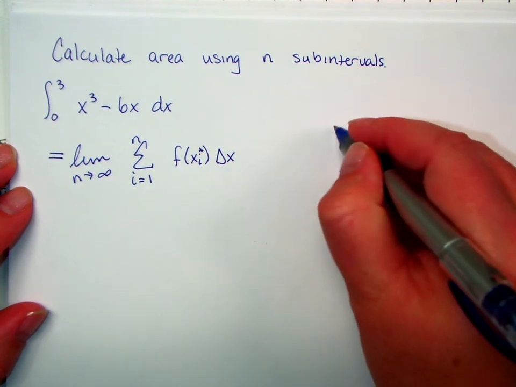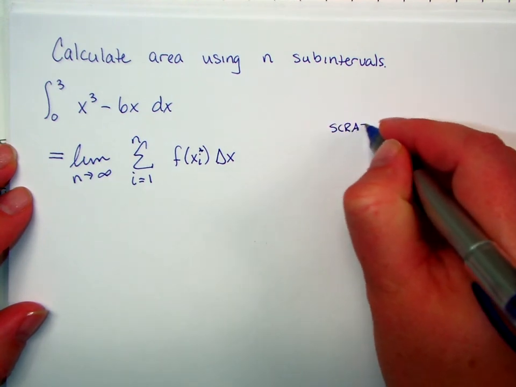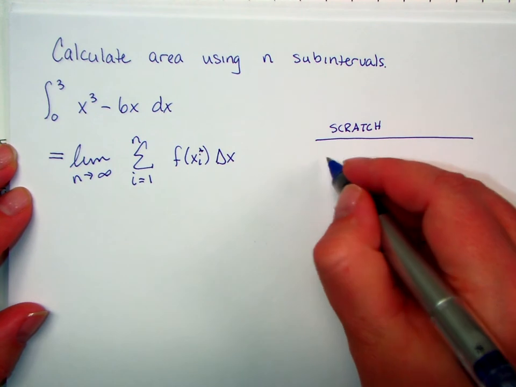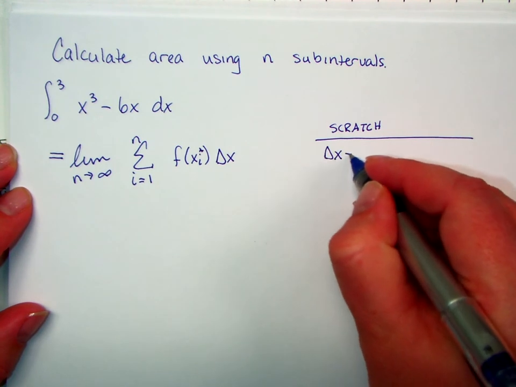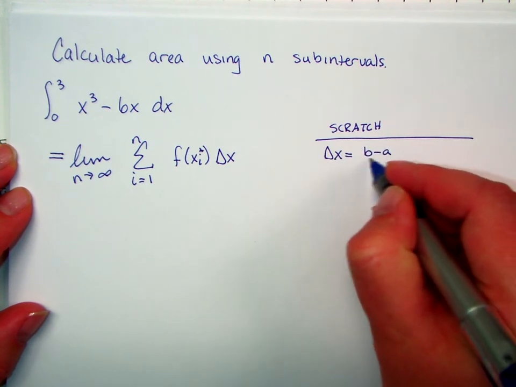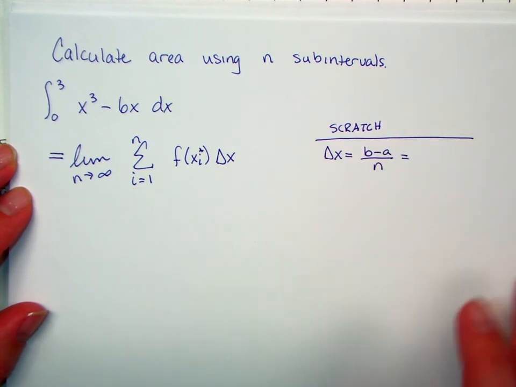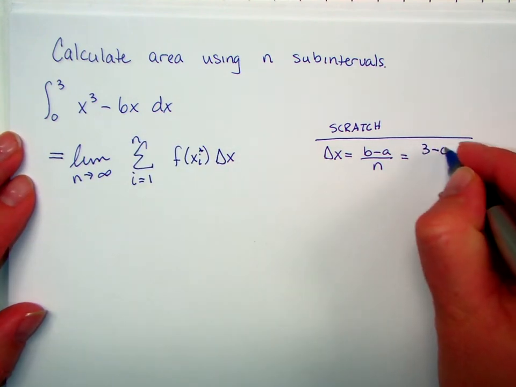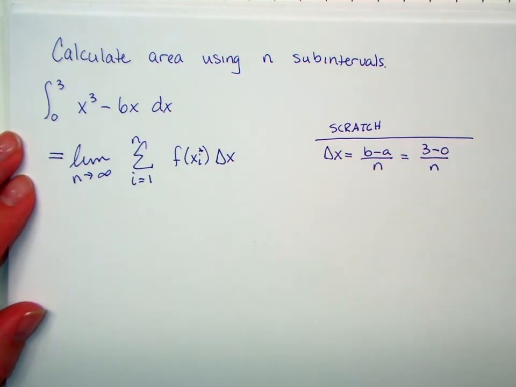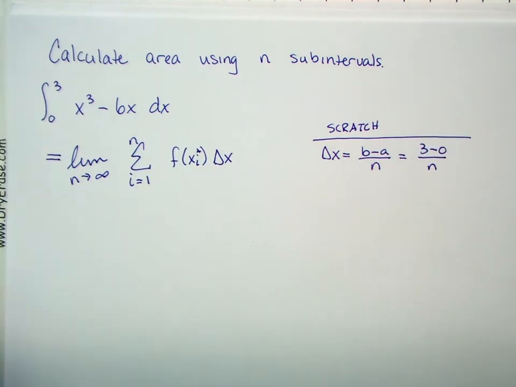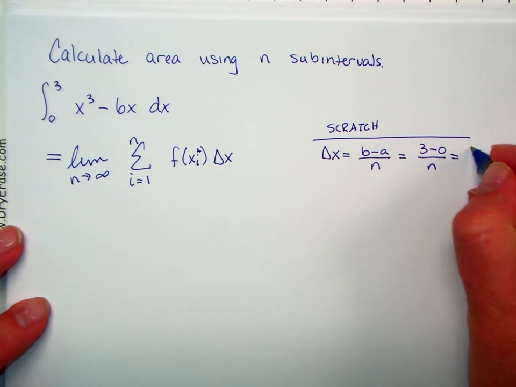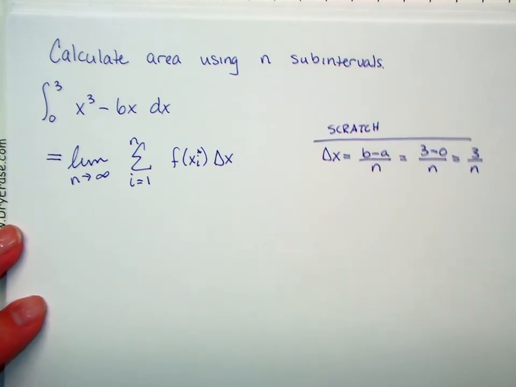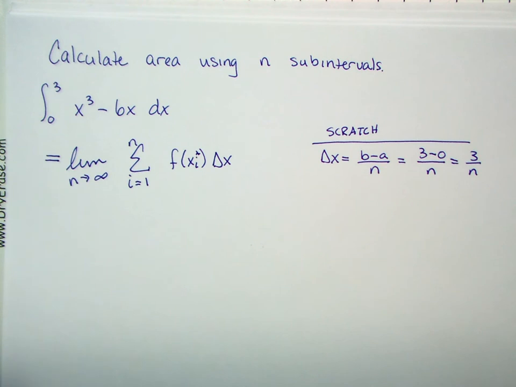Right, so I'm going to do a little bit of scratch work over here. I'm going to calculate both of those formulas. So delta x is b minus a over n. So in this case, we're going to do the upper limit minus the lower limit and divide that into n subintervals. So our delta x is 3 over n, right? Now we have to figure out what x sub i star is.